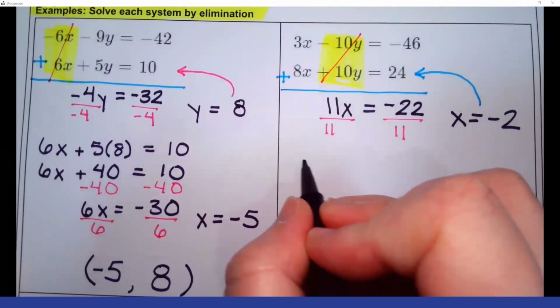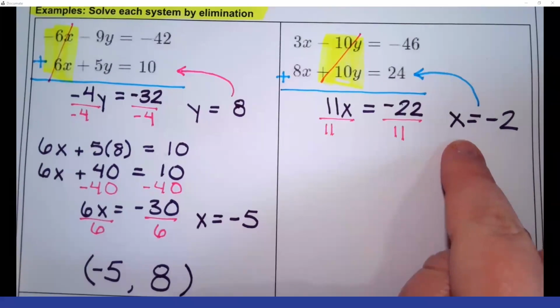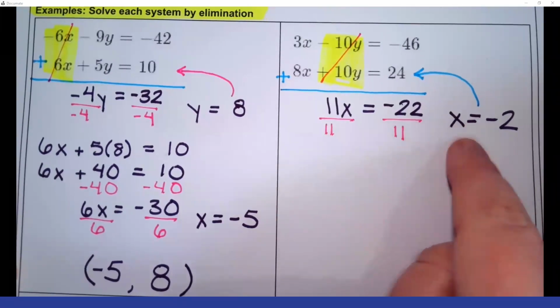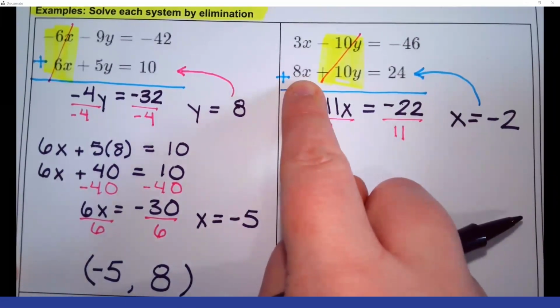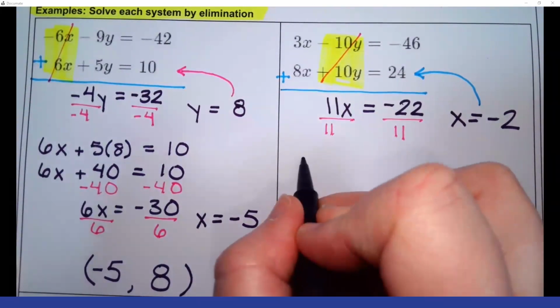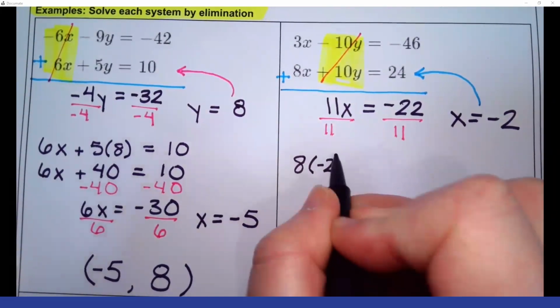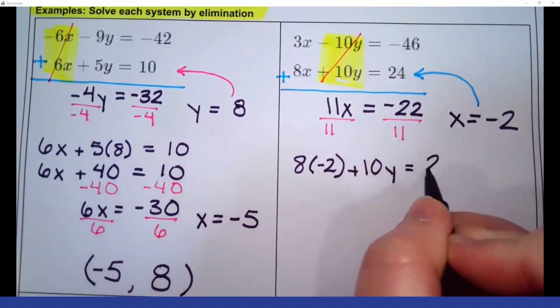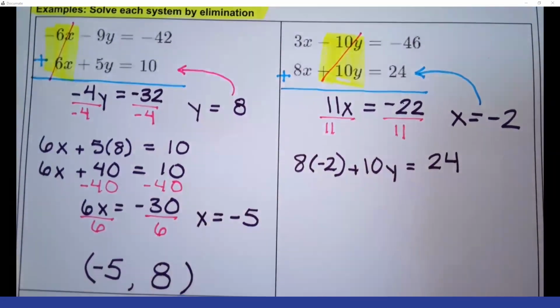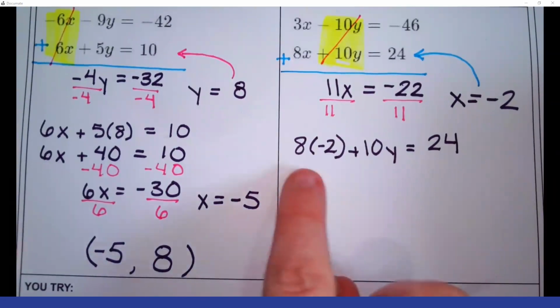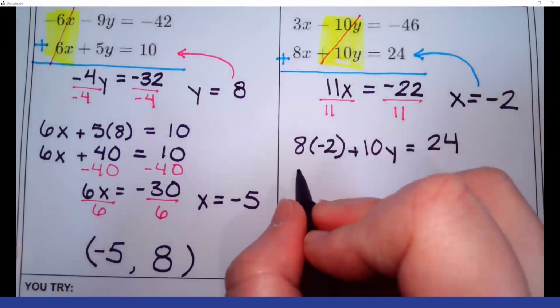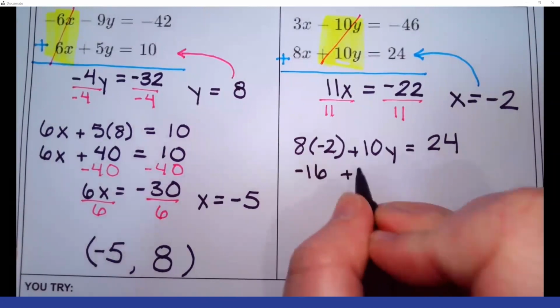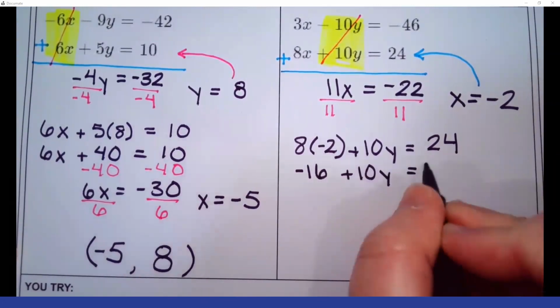Now be careful, we're plugging into x this time, so it needs to go with the 8x. So we have 8 times negative 2 plus 10y is equal to 24. 8 times negative 2 is negative 16, plus 10y is equal to 24.